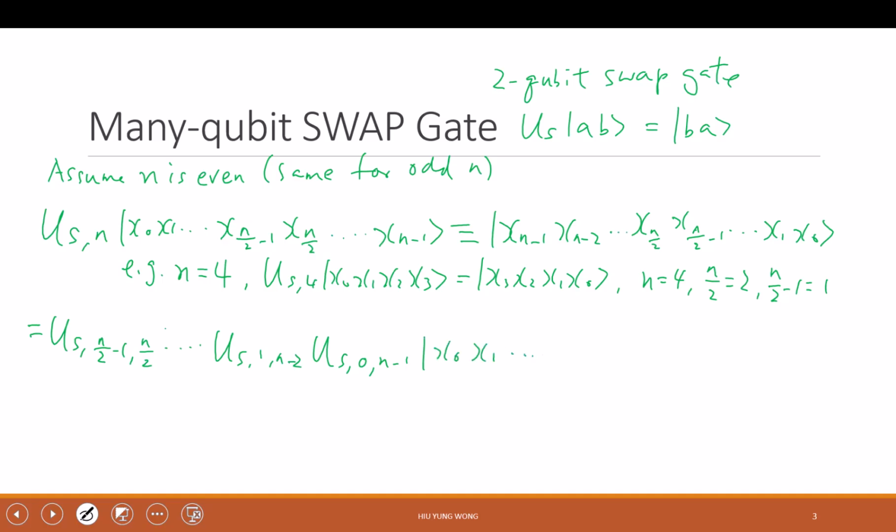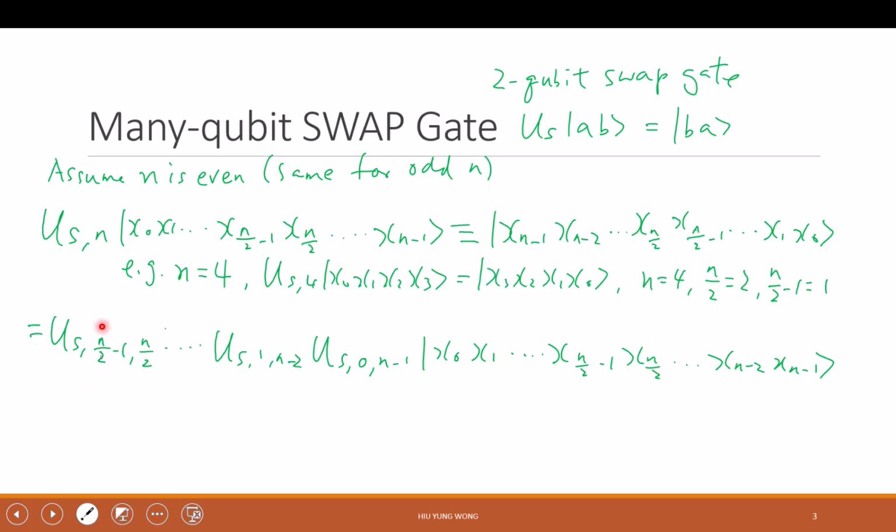So I'm trying to break it into many 2-qubit swapping gates. A little bit confusing. First, this is still the n-qubit state, right? And what I'm saying is that first you swap 0 and n minus 1. Then you swap 1 and n minus 2. Then you keep going. At the end, you swap n divided by 2 minus 1 and n divided by 2. Is that clear, this intention?